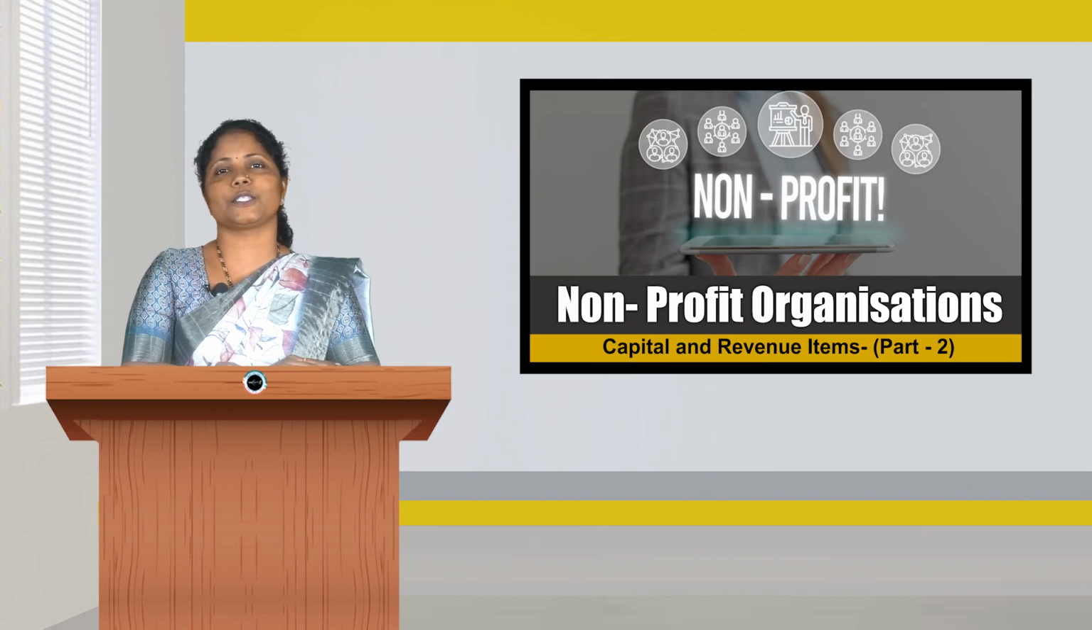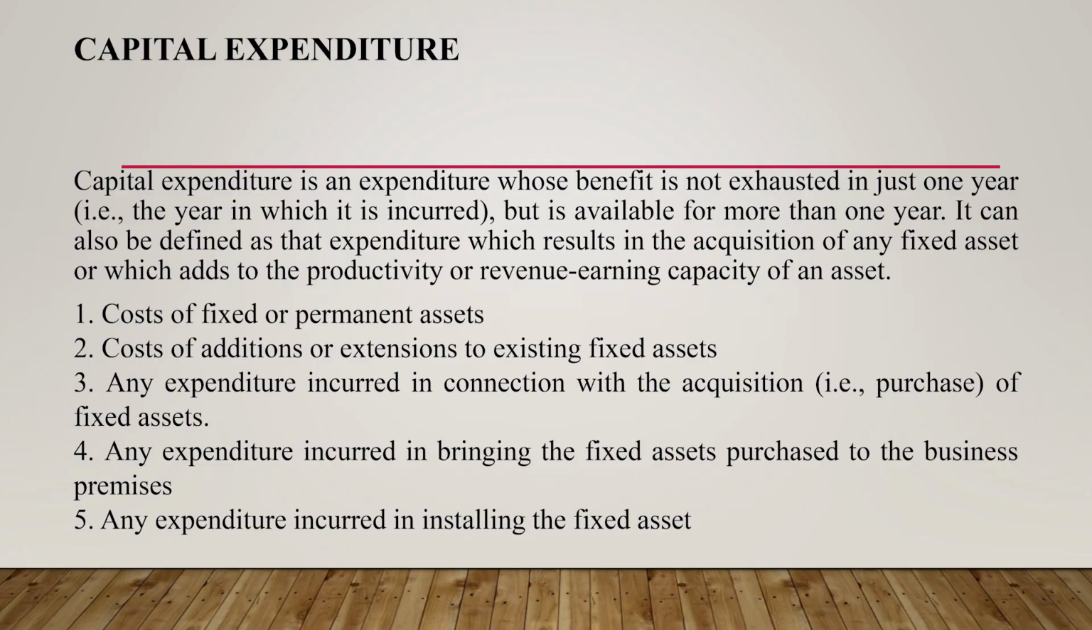What is a capital expenditure? Capital expenditure is the expenditure whose benefit is not exhausted in the year in which it is incurred and the benefit will be postponed to more years. Such an expenditure is called as capital expenditure.